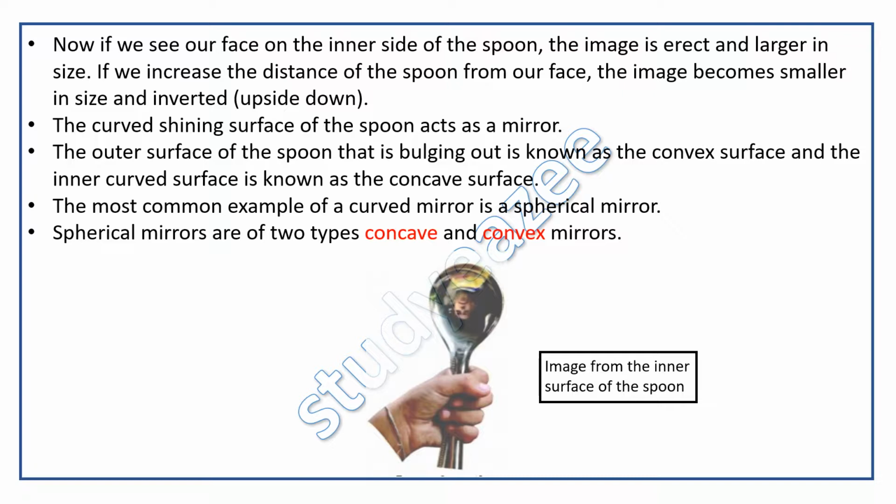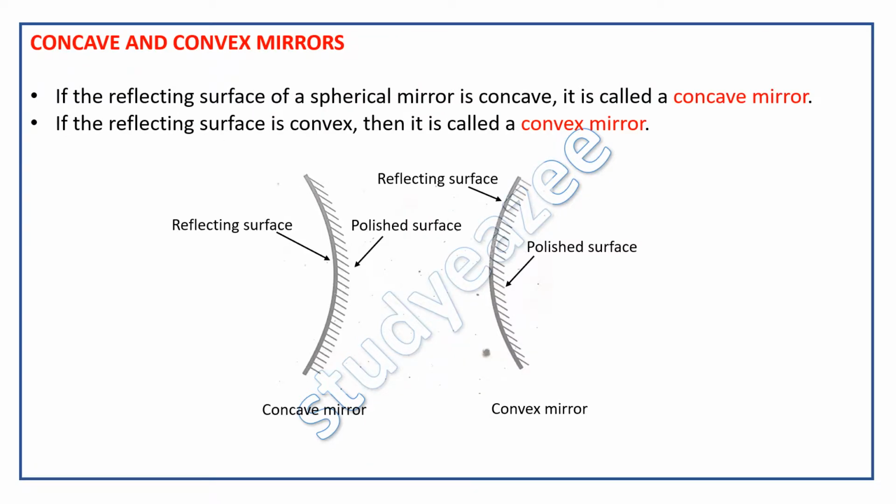The outer surface of the spoon that is bulging out is known as convex surface, and the inner curved surface is known as the concave surface. The most common example of a curved mirror is a spherical mirror. Spherical mirrors are of two types, concave and convex mirrors. If the reflecting surface of a spherical mirror is concave, it is called a concave mirror. If the reflecting surface is convex, then it is called a convex mirror.